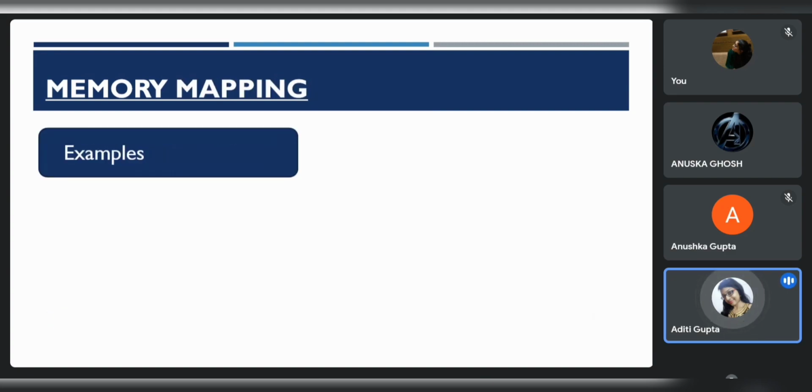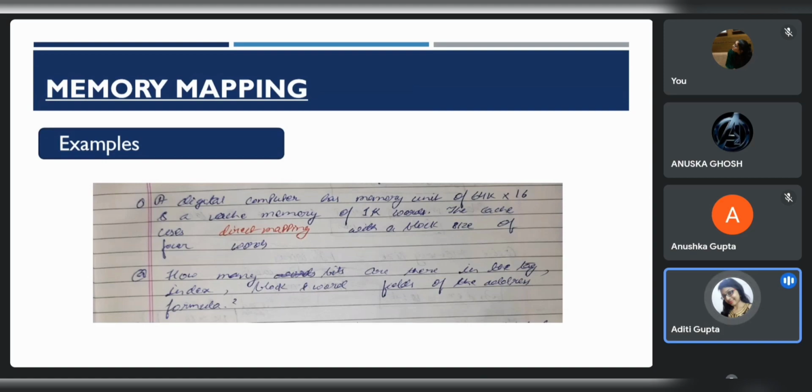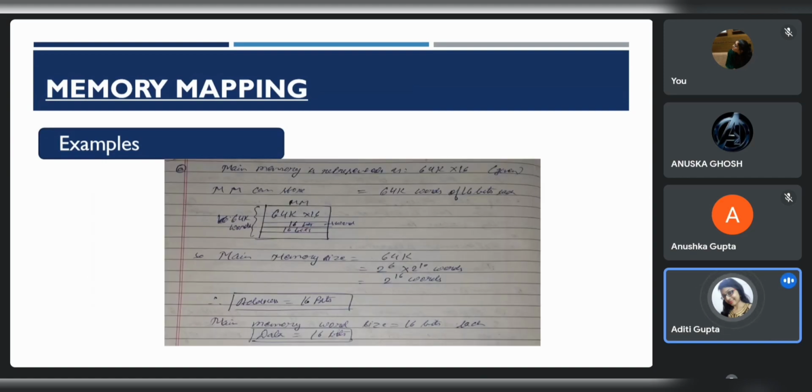You can pause the video and read the question. Here it is given that the memory unit is 64K into 16, and we know that main memory is divided into blocks and every block contains a different number of words, and cache memory is divided into lines. So here main memory can store 64K words and each word is of 16 bits. Then from here we can calculate main memory size, which is 2 to the power 16. As we can see that the power of 2 is 16, the number of address bits is 16. Since the main memory word size is 16 bits each, data bits is 16 bits.